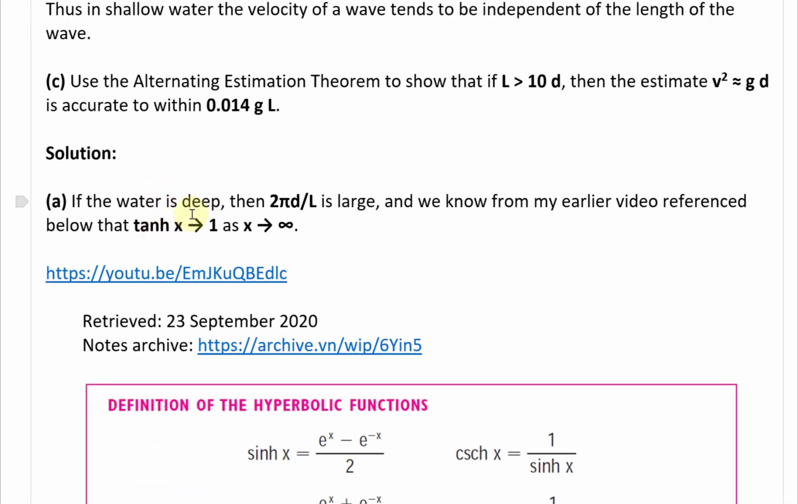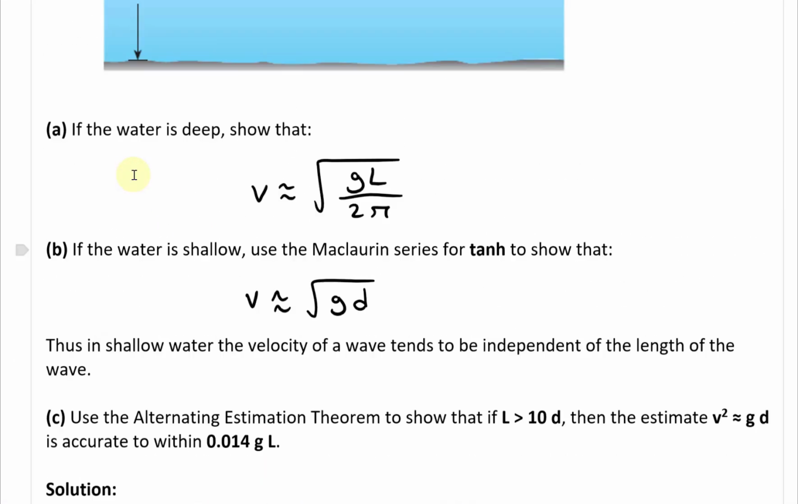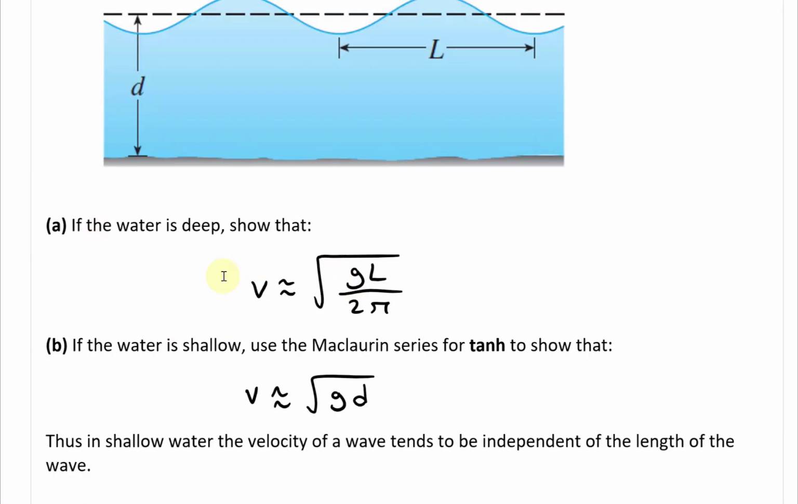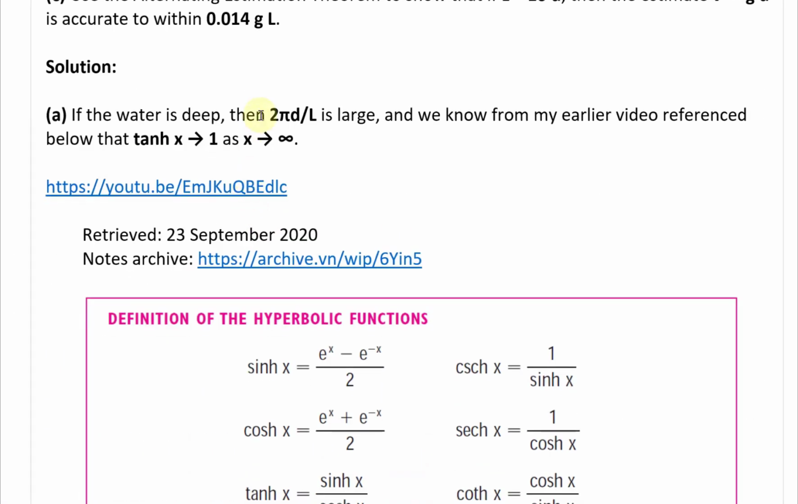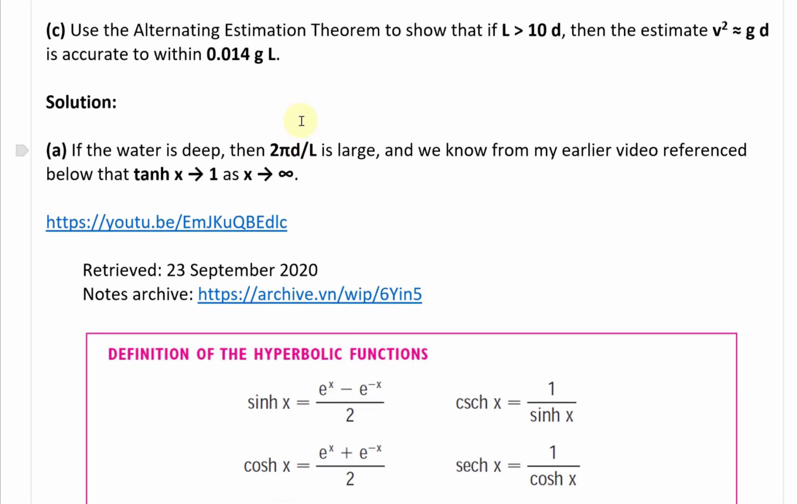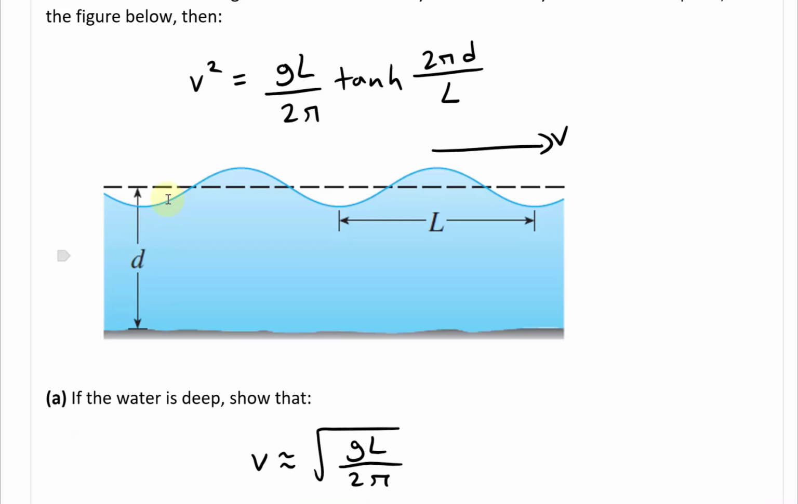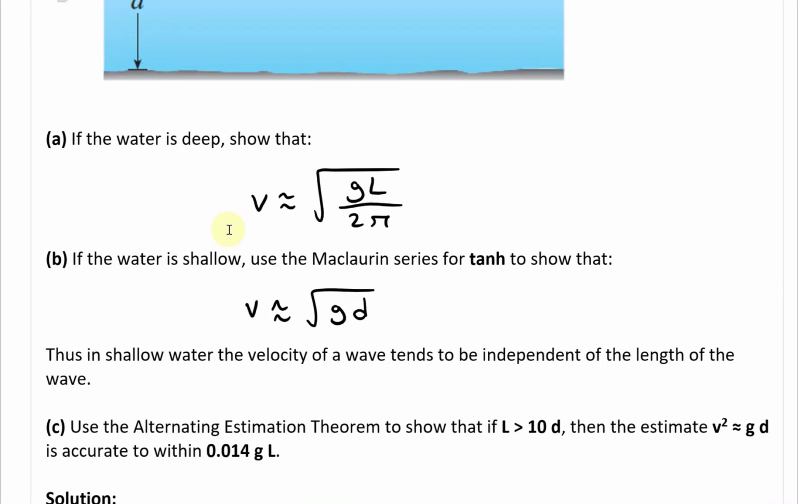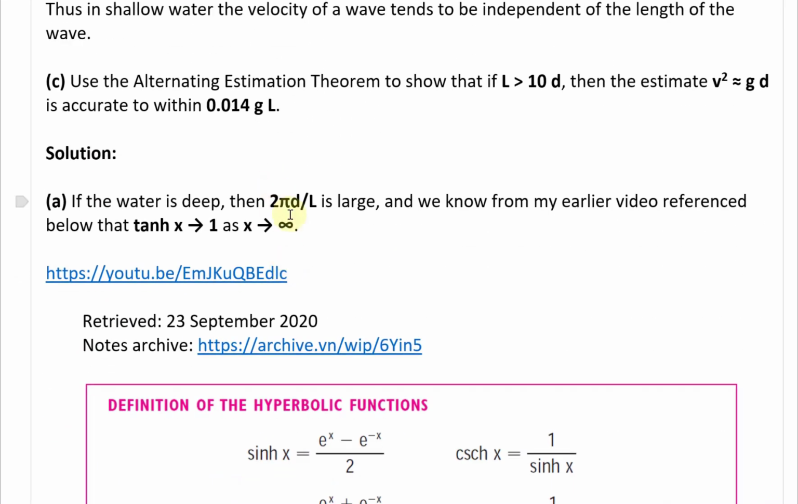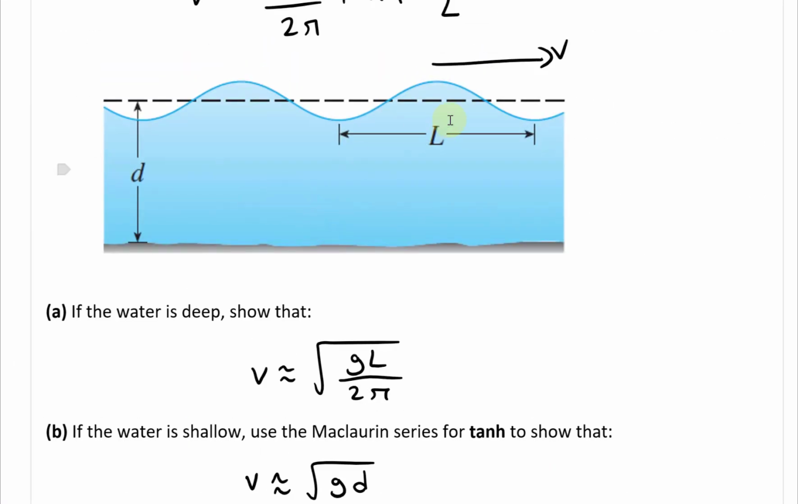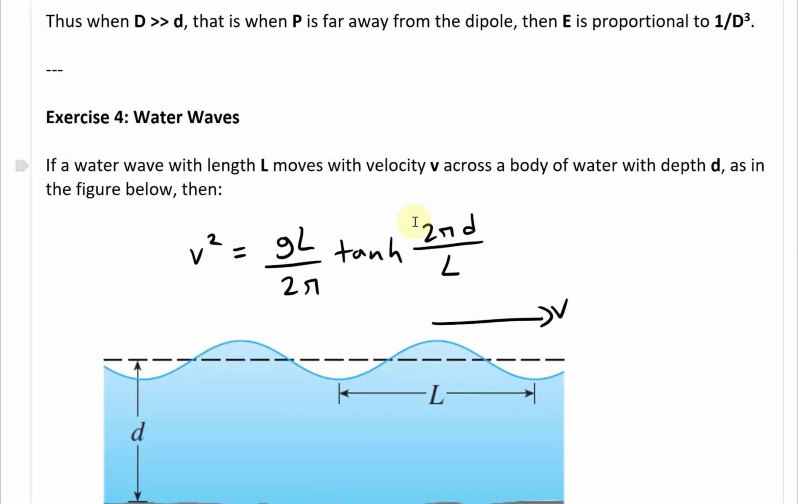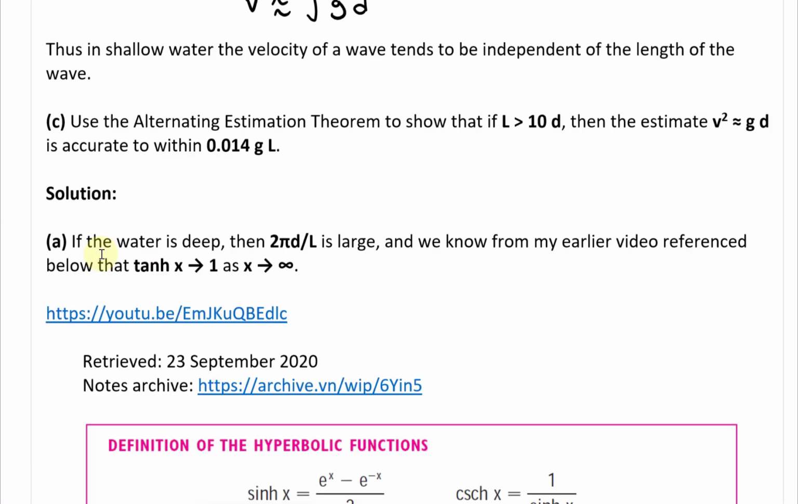So if the water is deep, show that this approximation holds. If the water is deep, then 2 pi d over L is large. This 2 pi d over L is going to be much bigger than this capital L, and this term right here will be very, very large if this is deep.